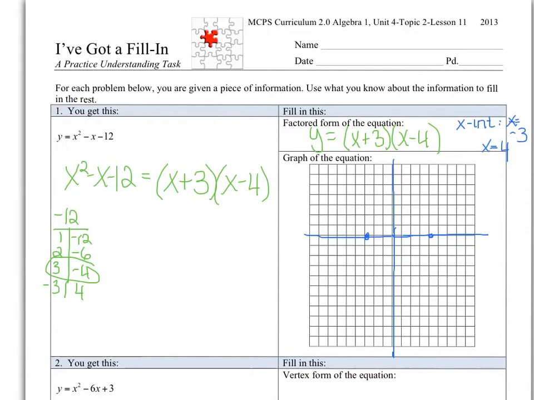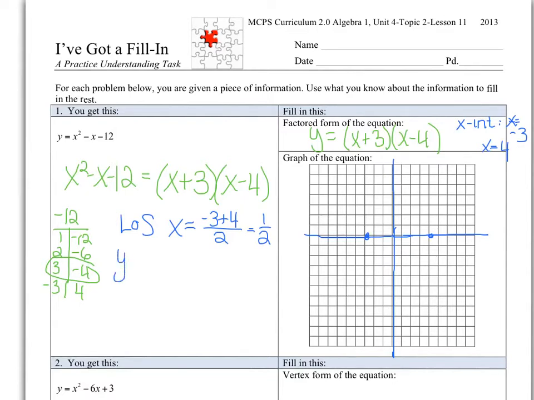The other thing we need to find really is the vertex. We can't tell the vertex from either of these forms, but one thing we do know is that the line of symmetry is halfway between the x-intercepts. So my line of symmetry, I'm just going to write LOS, is going to be negative 3 plus 4 divided by 2, which is going to be 1/2. So my x coordinate of my vertex is going to be at 1/2.